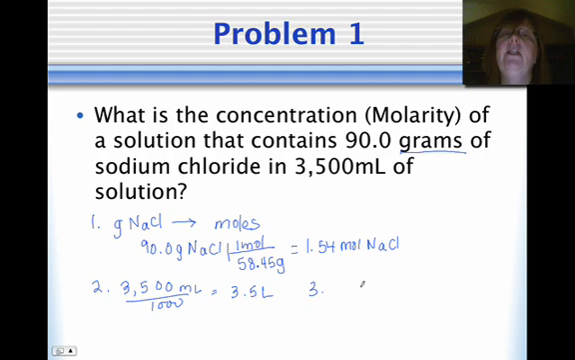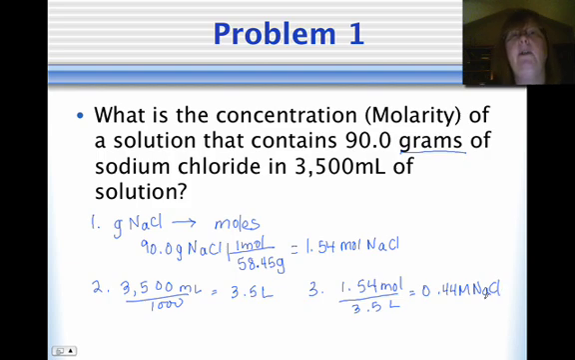And then the final step, to get the molarity. Molarity's definition is moles per liter. So we're just going to divide the moles that we got in step 1 by the liters that we got in step 2. So 1.54 divided by 3.5 gives us 0.44. So we have a 0.44 molar solution of sodium chloride.